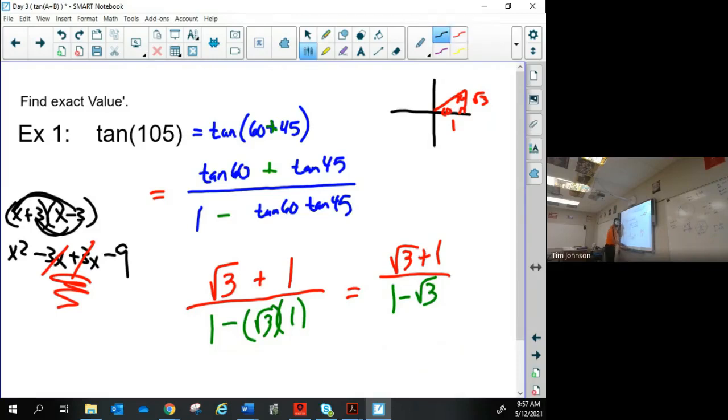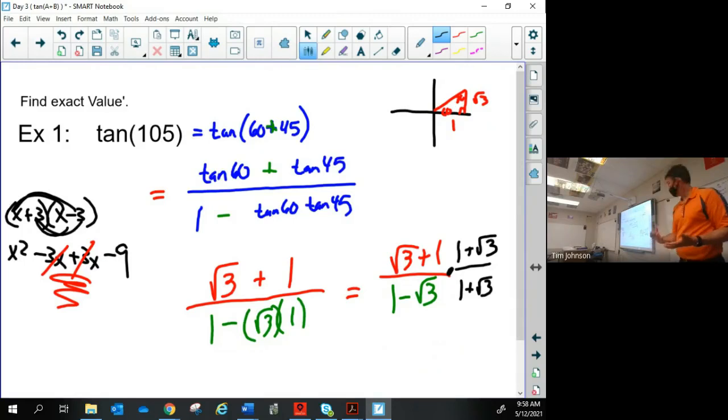Well, how do I apply that to this problem right over here? I'm going to multiply by 1 plus the square root of 3. Now, I can't just do that on the bottom. I still got to multiply by a value of 1. I'm not changing the value of the fraction. I'm changing its appearance.